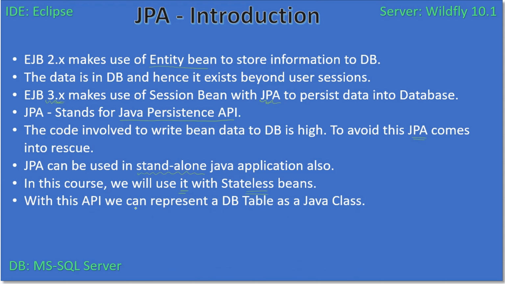With this API, we can represent a DB table, a table in the database, as a Java class. So JPA is a persistence API. When you learn the persistence API, you will see how a DB table is mapped to a Java class.